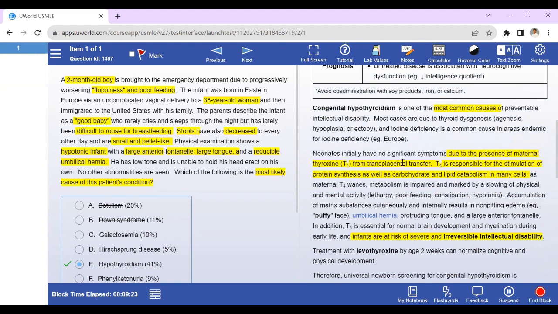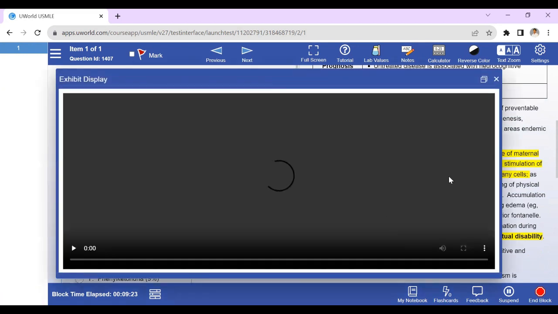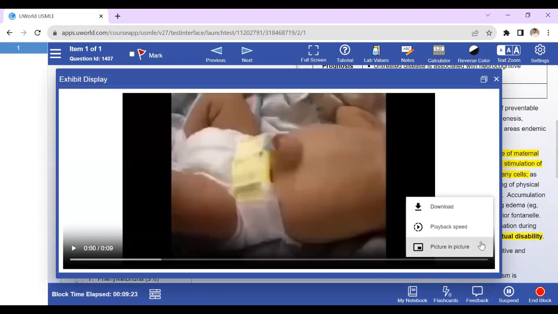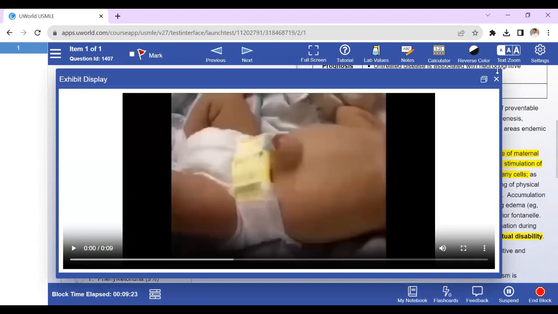Because there was a little bit of an internet connection issue in between, it is already highlighted. But you can just highlight the theoretical text that is there. Okay, most important cause of preventable intellectual disability. You can just highlight this, and after that you can see the pictures here if you want. Or if there are any videos, you can download the videos if you want, like this, right?